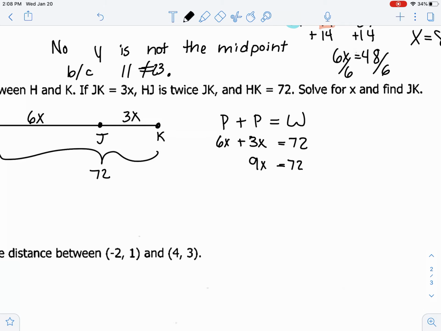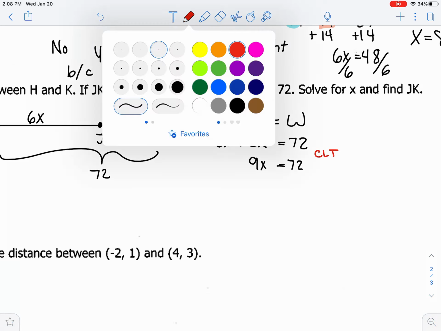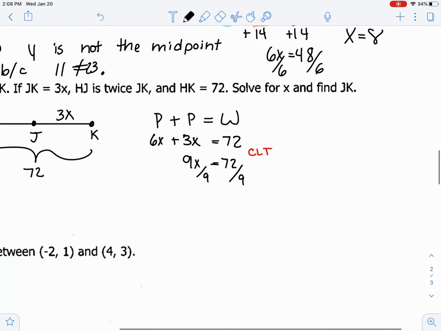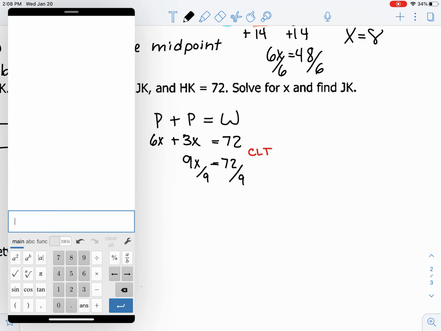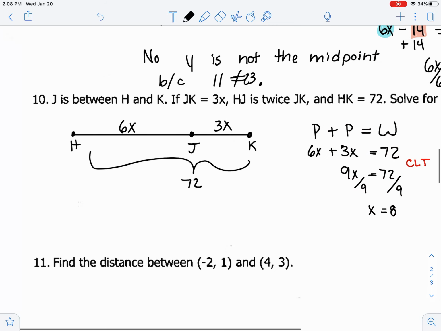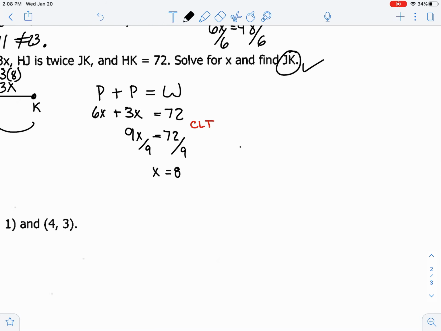9x equals 72. What did we do here? We combine like terms. And so divide by 9 on both sides, and we find that x is 8. So we solve for x, but we're also asked to find the length of JK. So 3 times 8, the length of JK is 3 times 8, which is 24 units.